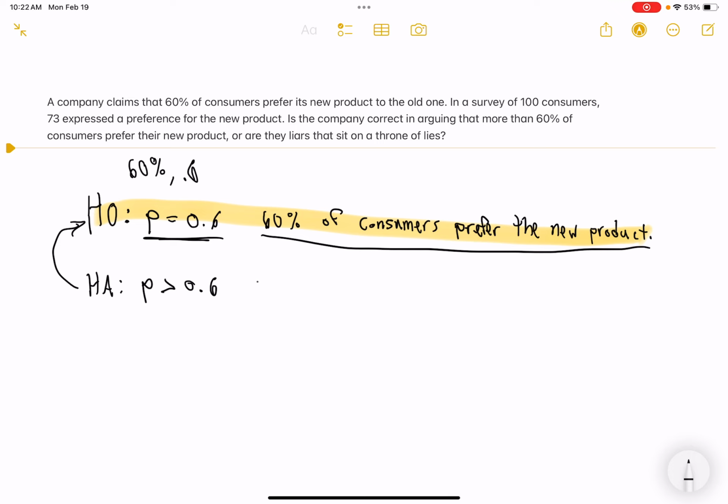So I'm going to write that down. More than 60% of consumers prefer the new product.